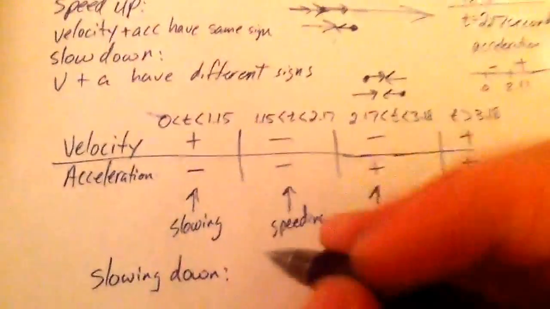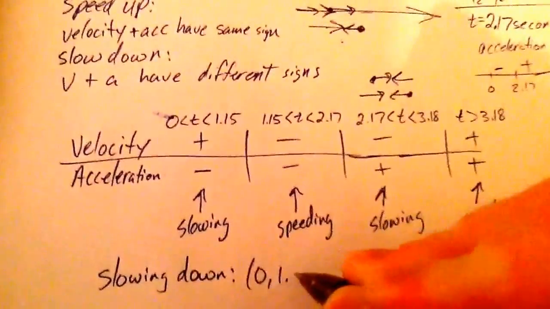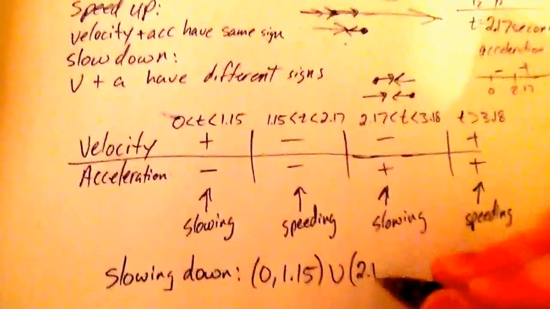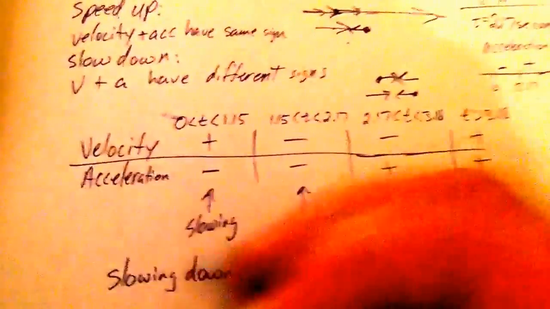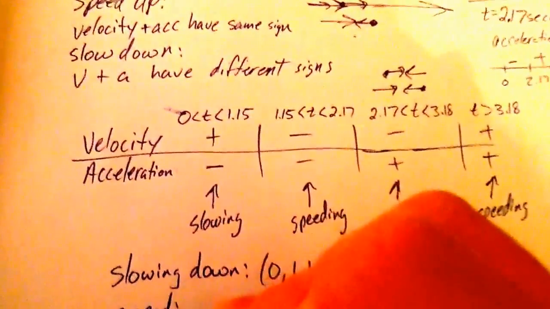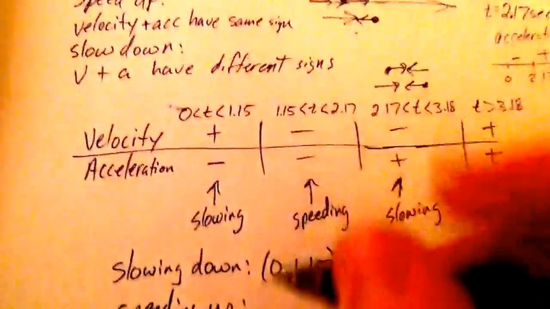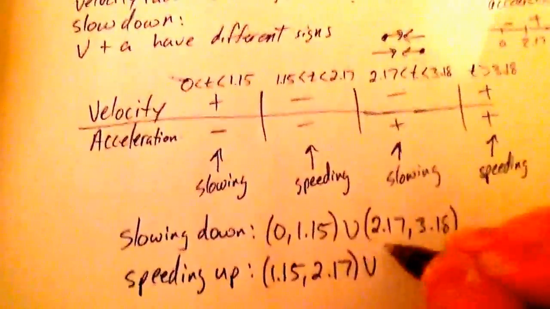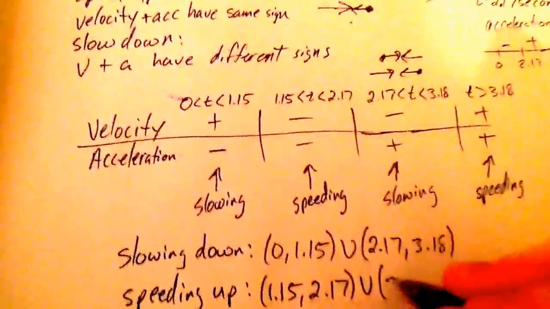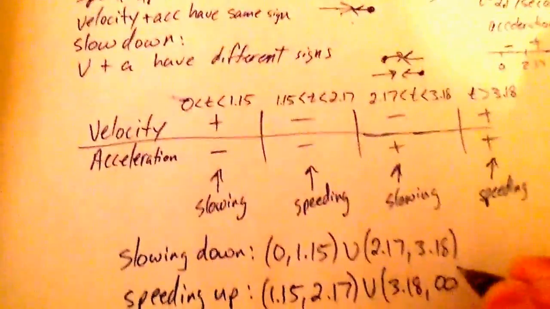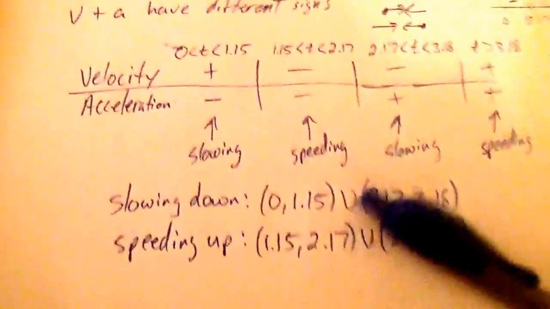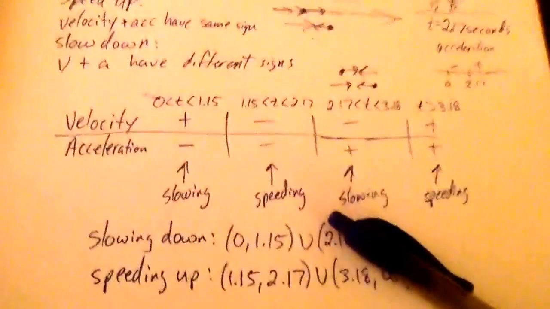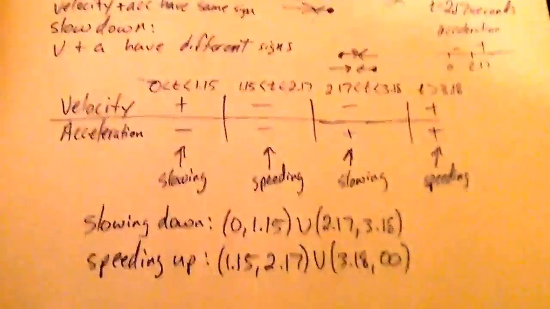Doesn't matter. Slowing down from 0 to 1.15 and from 2.17 to 3.18. Speeding up from 1.15 to 2.17 and from 3.18 to infinity. So there's that. Like I said, that's not going to be on your first quiz. But there it is. There's an example of what's to come.